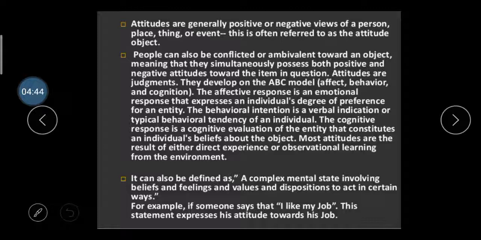So the behavior is the intention, the verbal indication of the typical behavioral tendency of the individual, and the quantitative response is cognitive. We can say it is the evaluation of the entity that constitutes the individual's beliefs about the object. So most attitudes are the result of direct experience or observational learning from the environment.